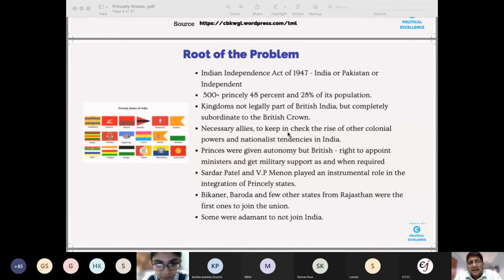And on the other side, we had Muhammad Ali Jinnah, who was working to convince other princely states to join the dominion of Pakistan. Before 1947, almost all the princely states had signed the instrument of accession, except a few, and three of them we are going to see today.